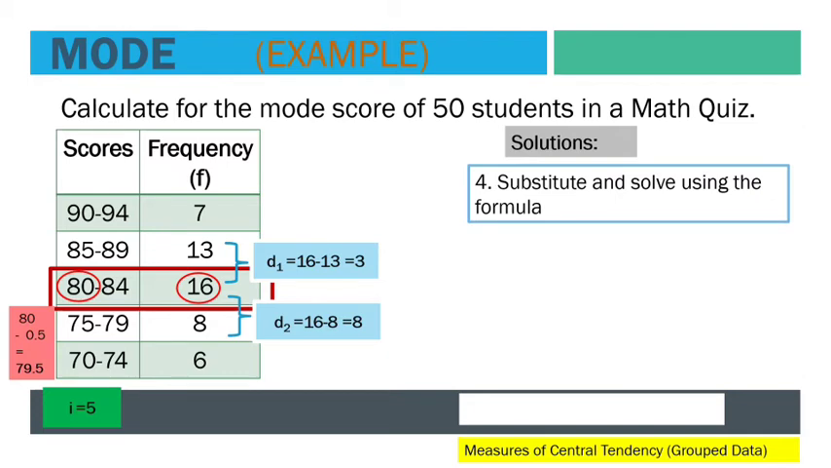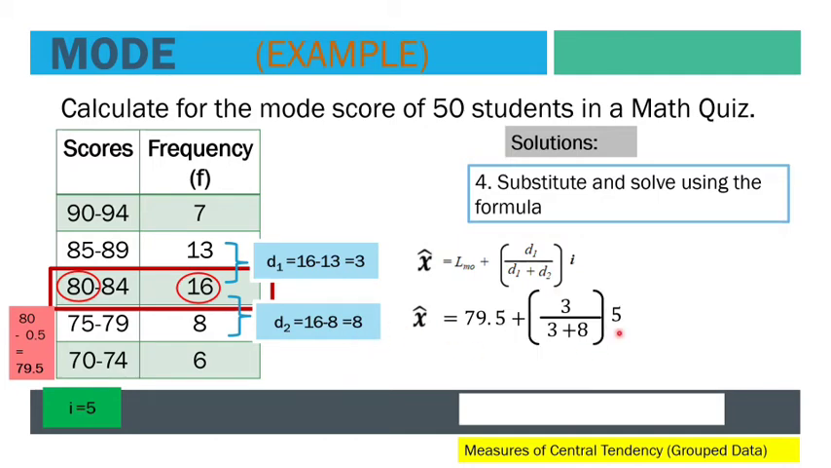And finally, we have to substitute and solve using our formula. So this is our formula. We now have all the values needed for the execution of our formula or substitution. So LMO, that's the lower boundary, 79.5. D sub 1, that is 3. We write 3 in the numerator and also in the denominator. Then we have to add the value of D sub 2, which is 8. And then we have to multiply the whole expression here by the value of I, which is 5. Okay? Now we have all the numerical values needed.